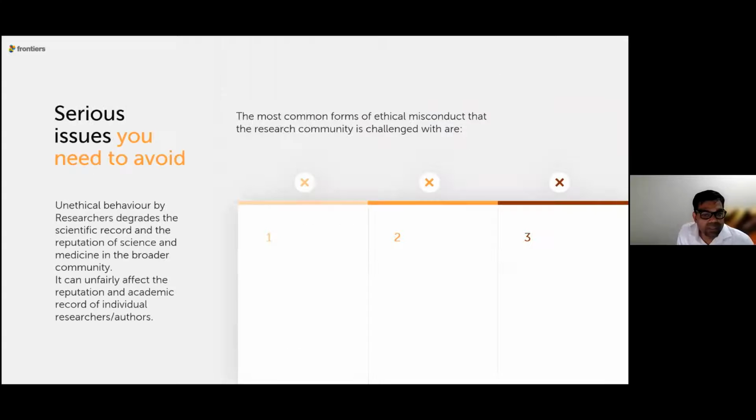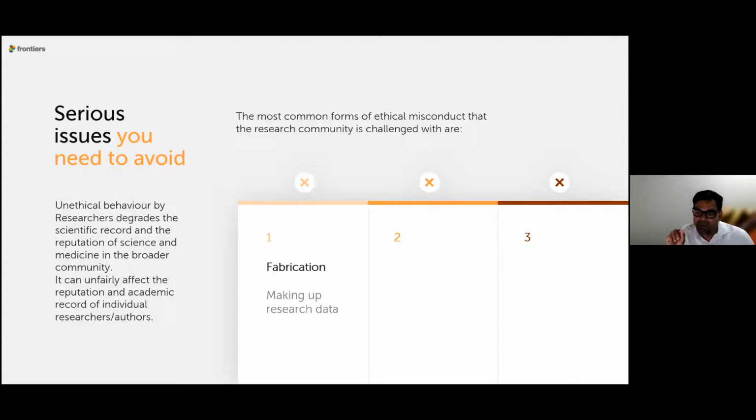All right. Now, the most important one. What are those? When writing a paper, there are serious issues of unethical behavior, I say, and that could degrade the scientific record and the reputation of your science, your discipline, and even your team in the broader community, okay? And it can unfairly affect the reputation of the individual researcher, not only that, your department and your university. So there are different ways that research cannot be considered original, or some of these unethical behaviors.